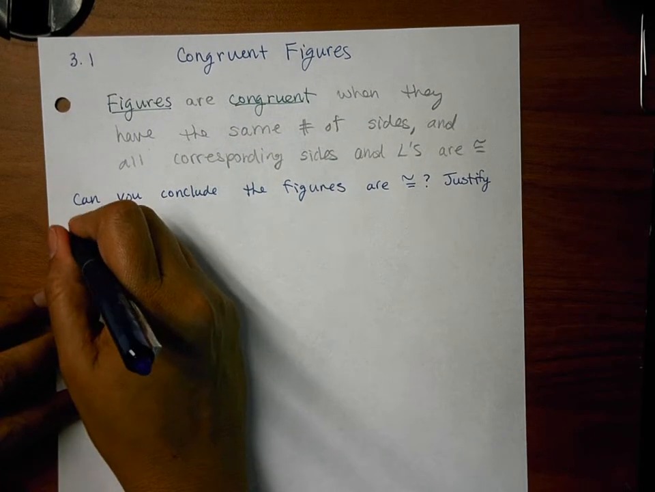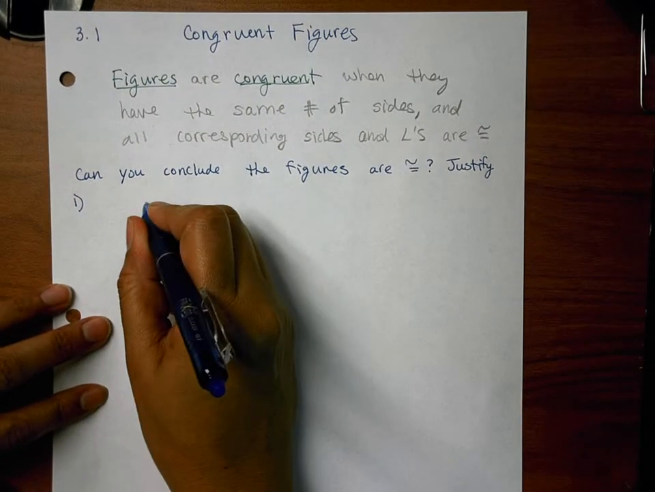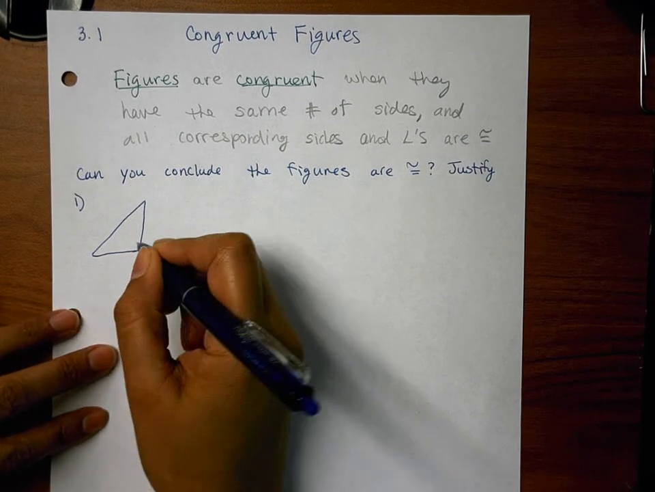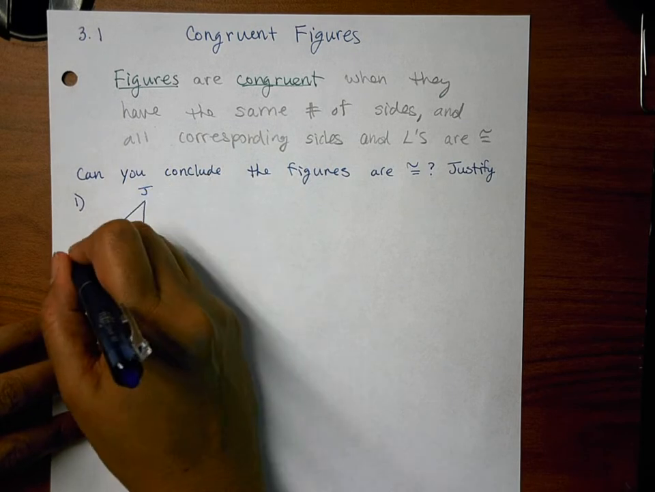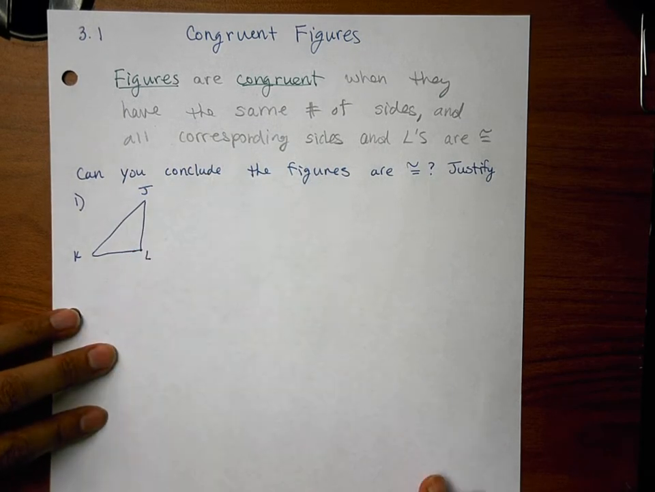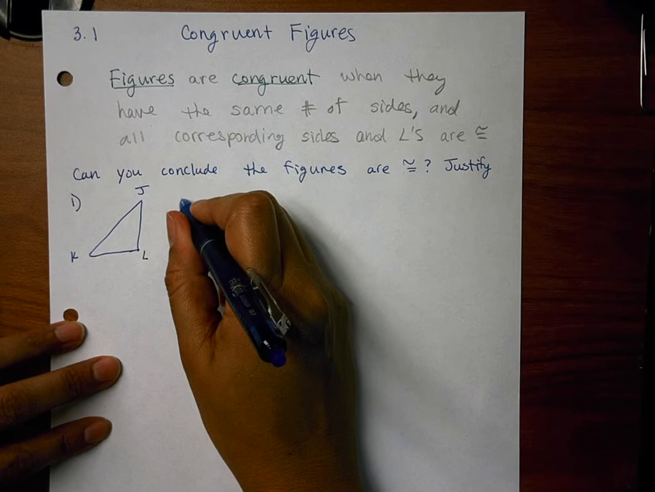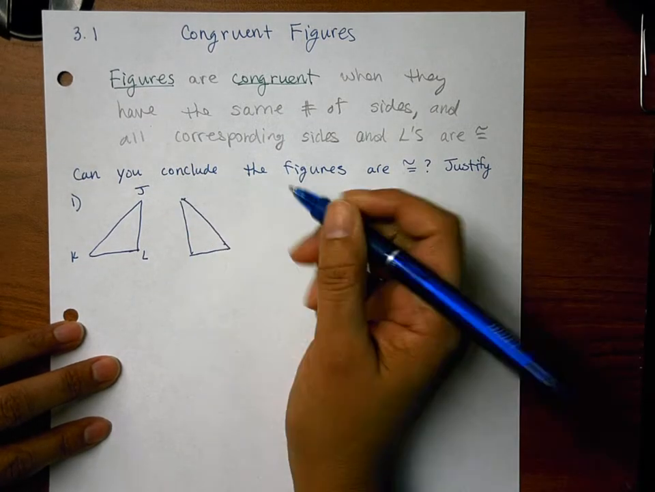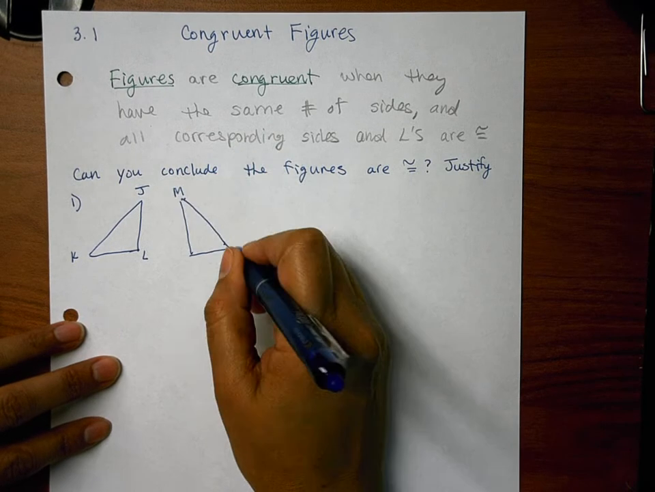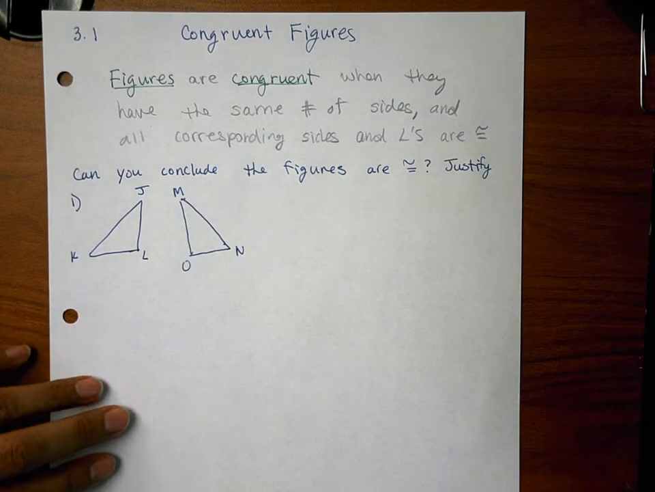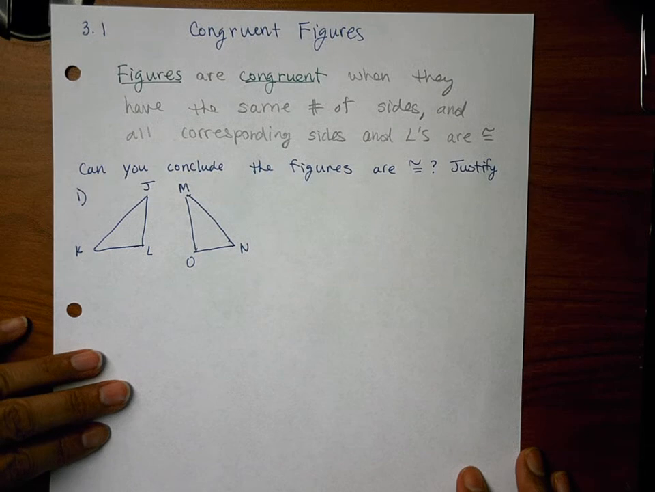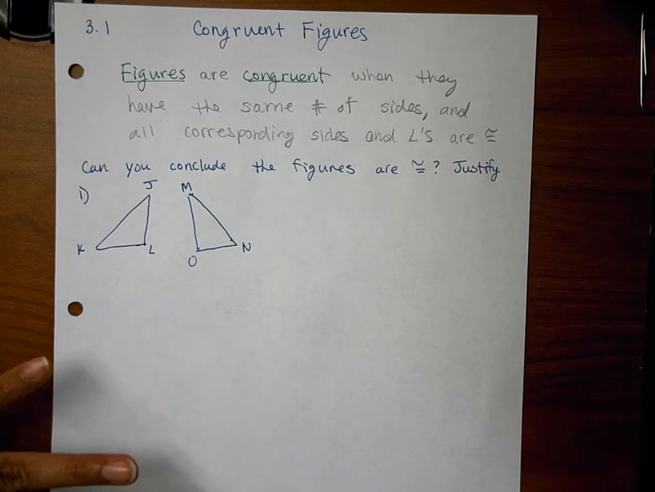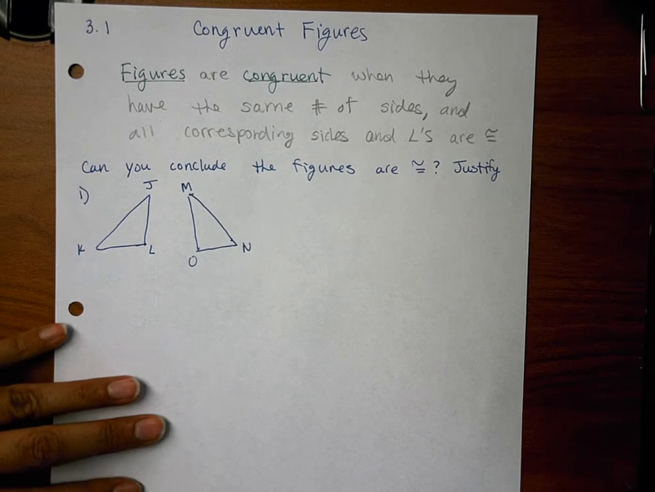Okay, number one, we're going to draw two images. First triangle is going to look like this, and I'm going to title this JKL. My second one is going to look like this, and we're going to title this one MNO. Alright, there are some markings I'm going to give you, and the markings that will be given I'm going to put in pen. Anything I write extra I will put in pencil.